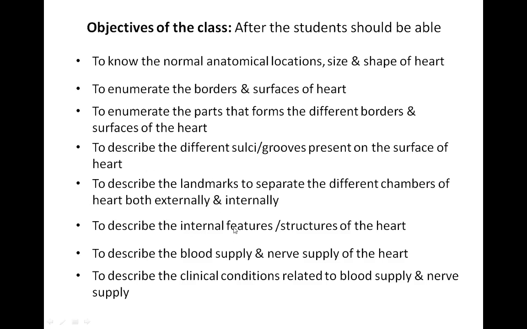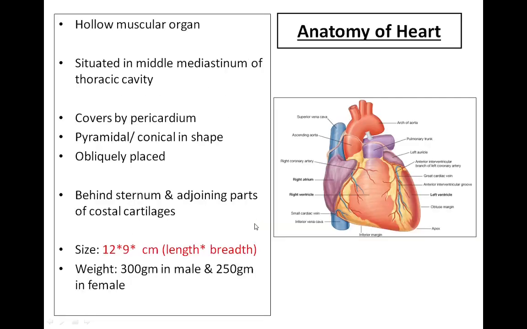Then to describe the internal features or structures of the heart, that means inside the heart, what things are present and how it is functioning. Then to describe the blood supply and nerve supply of the heart, then to describe the clinical conditions related to the blood supply and the nerve supply of the heart. So these are the objectives of the class. Now we go one by one.